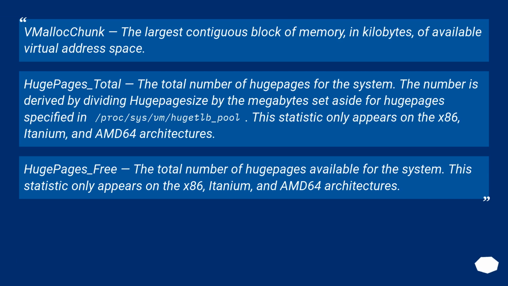HugePages_Total, the total number of huge pages for the system. The number is derived by dividing the huge page size by the megabytes set aside for huge pages specified in /proc/sys/vm/hugetlb_pool. This statistic only appears on the x86, Itanium, and AMD64 architectures. HugePages_Free, the total number of huge pages available for the system. This statistic only appears on the x86, Itanium, and AMD64 architectures.